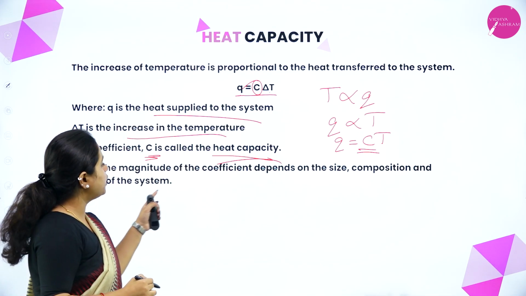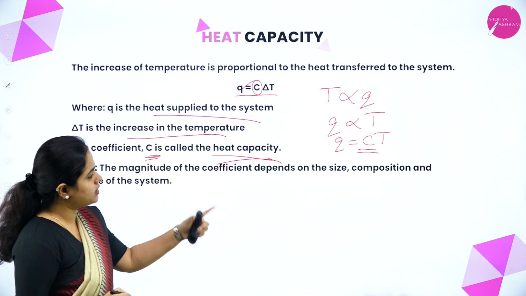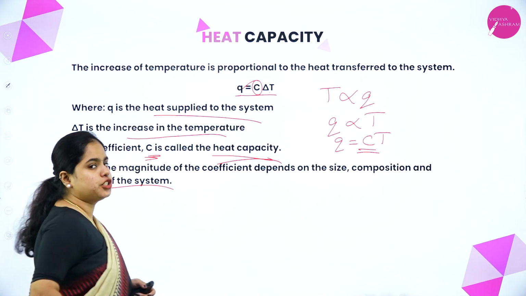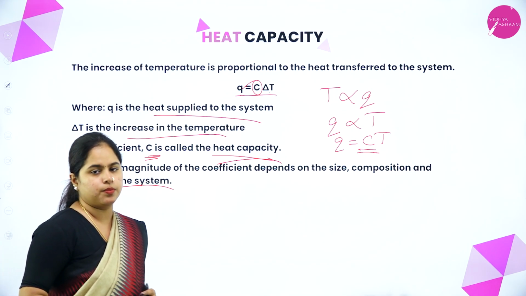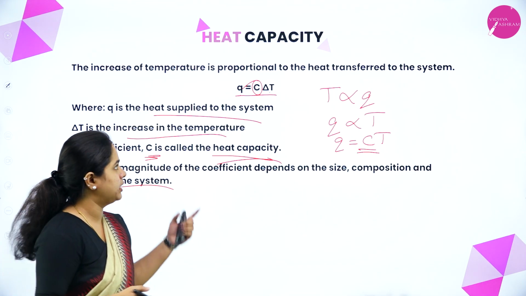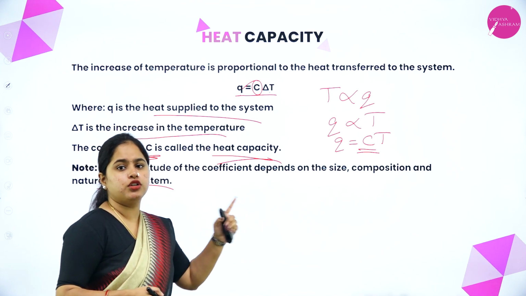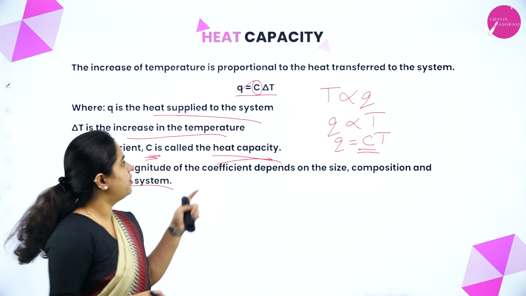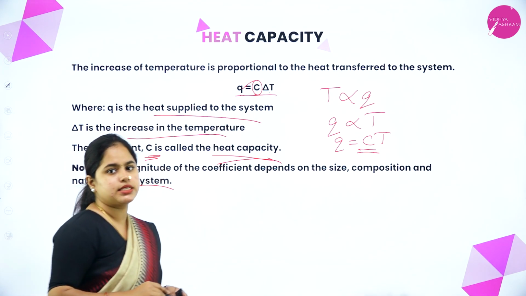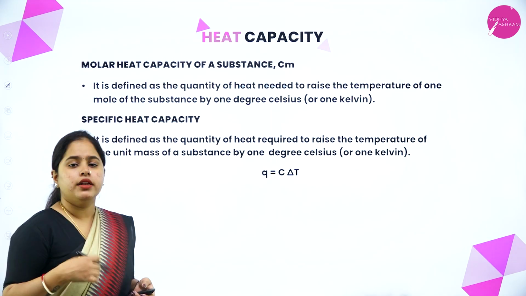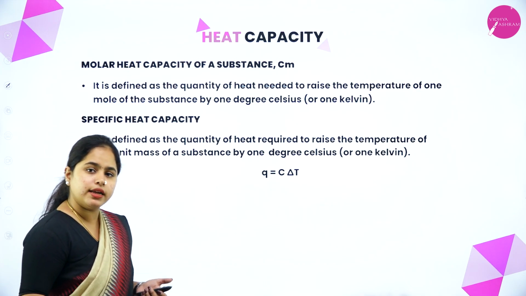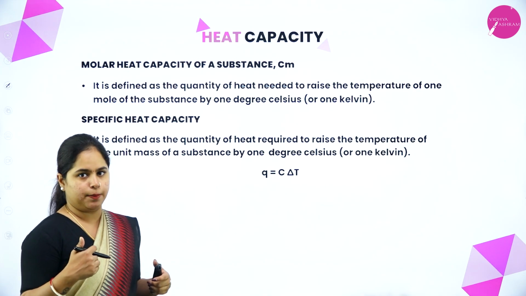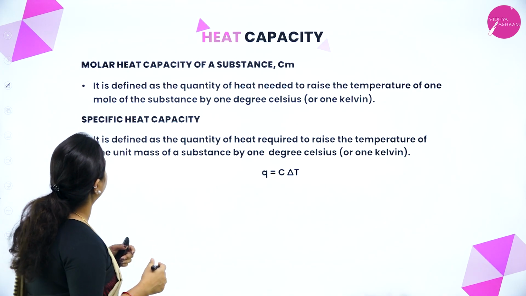The magnitude of the coefficient depends on the size, composition and the nature of the system. So, it depends upon the size and the nature of the system. So, this is called the heat capacity. So, it is Q is equal to C into delta T, where C is the heat capacity of the system. Now, there are two types of heat capacity we have to study here, that is molar heat capacity and specific heat capacity. So, first let's begin with the first one.